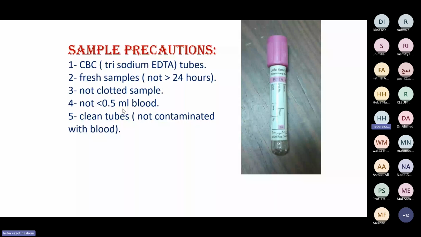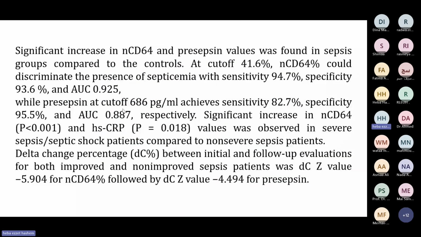What about the results? The results showed a significant increase in both CD64 and Procalcitonin in patients with sepsis compared to the controls. But the higher sensitivity was achieved by CD64, 94.7%, while the specificity was higher for Procalcitonin, achieving 95.5%. Regarding monitoring, CD64 and Procalcitonin showed good and promising results in monitoring our patients in terms of the delta change percentage between the first and the follow-up evaluations.